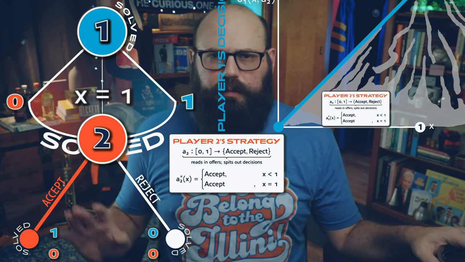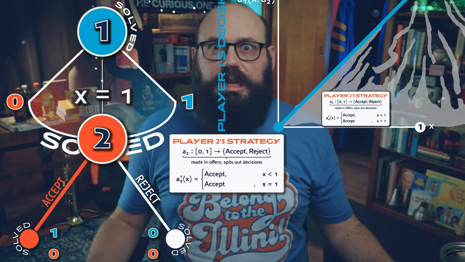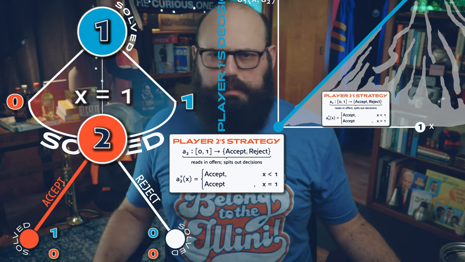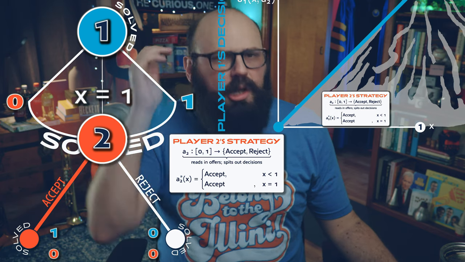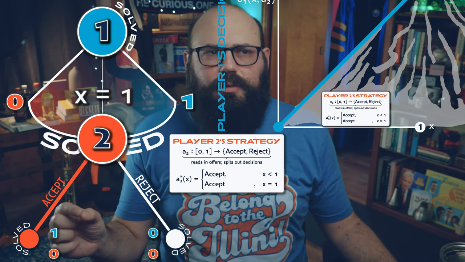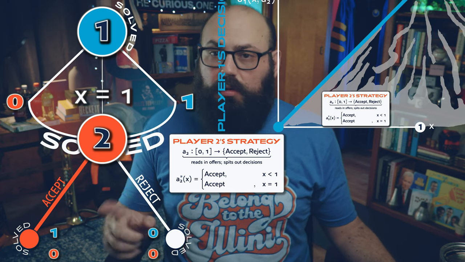Now, before I move on, let me stop on a point that is a hobby horse of mine. This is a real pet peeve. Sometimes when you hear people talk about the ultimatum game, which is just going to be a part of your life from now on, you hear somebody say something of the following form. You have to assume that player two accepts when indifferent. You have to assume that. Not so. We didn't assume that.